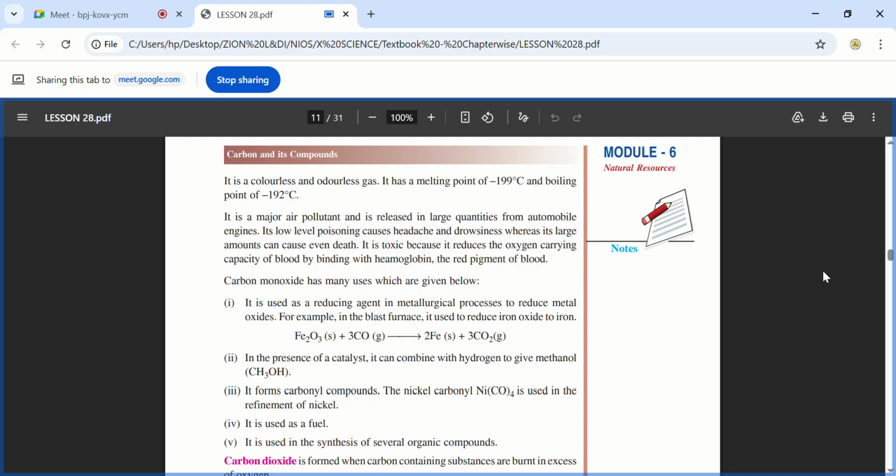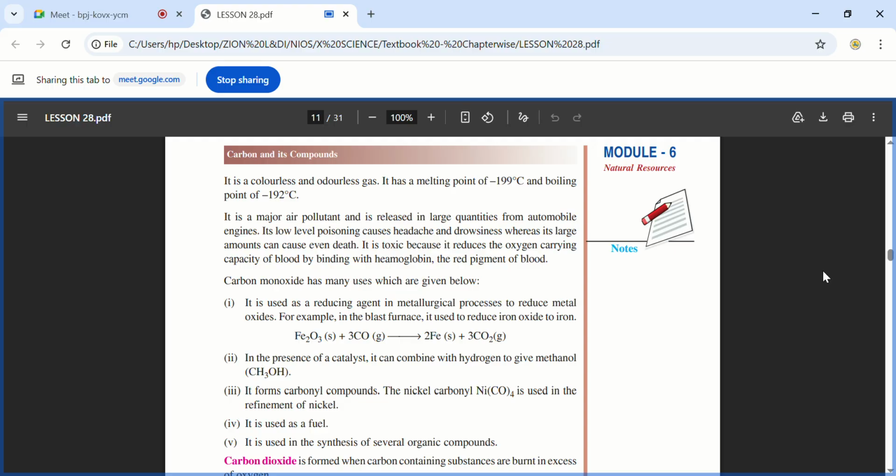It is a major air pollutant and is released in large quantities from automobile engines. Its low level poisoning causes headache and drowsiness, whereas its large amounts cause even death. It is toxic because it reduces the oxygen carrying capacity of blood by binding with hemoglobin, the red pigment of blood. Carbon monoxide has many uses which I have given below.